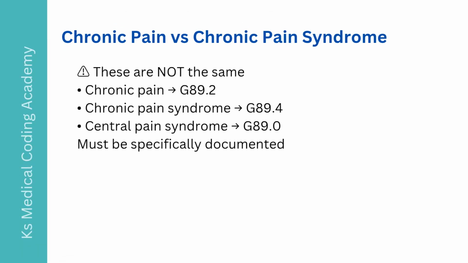Chronic pain versus pain syndromes. These are not the same. Chronic pain, G89.2. Central pain syndrome, G89.0. Chronic pain syndrome, G89.4. These codes require specific provider documentation.